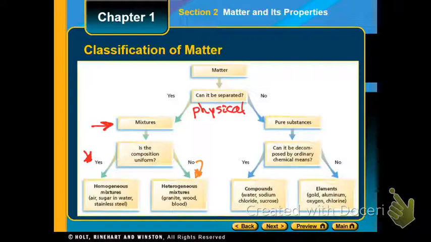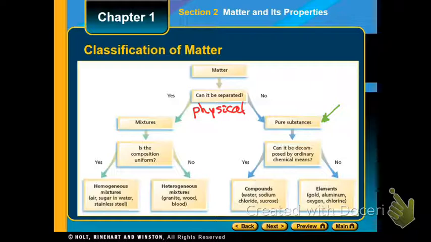Heading to the other side of our flow chart. So now, as I'm looking at this and we're asking, can it be physically separated? If your answer is no, it cannot be physically separated, you have a classification of pure substances.